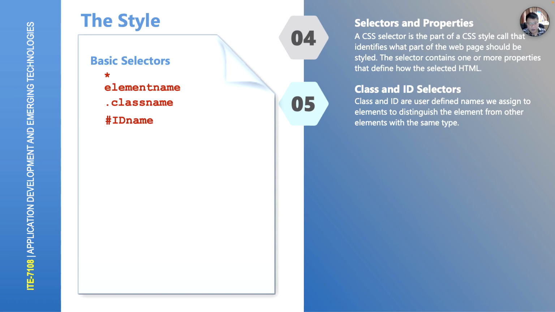But what are classes and IDs? Classes and IDs are user-defined names we assign to elements to distinguish the element from other elements of the same type. The ID name is unique to the element and cannot be assigned to another element. A class name is not unique. It is used to group together elements with certain common properties. We shall discuss more about classes in the actual demo. We also have the pseudo selectors, which style elements according to their behavior.